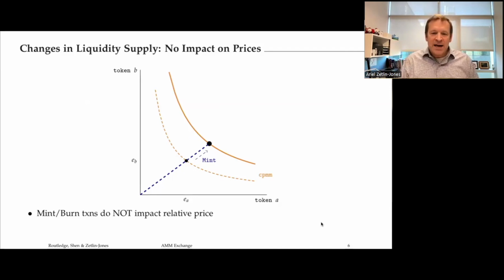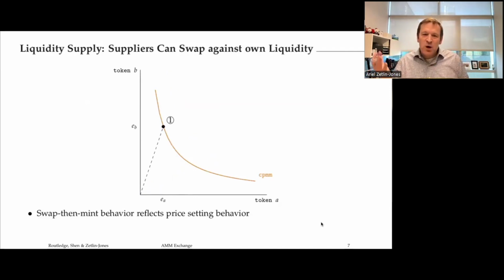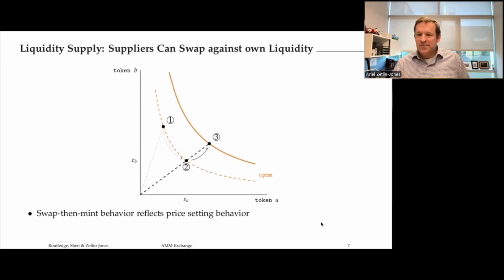But if you're an active liquidity provider who wants to do it, what could you do? Suppose the current state of the pool is at state 1, and you're a market maker who wants to add liquidity to the pool, but you think the price in the pool is, quote unquote, wrong. Well, if you mint liquidity along this ray, you're not changing the price. But what could you do? You could first engage in a swap against your own pool, change the price, and then add liquidity.